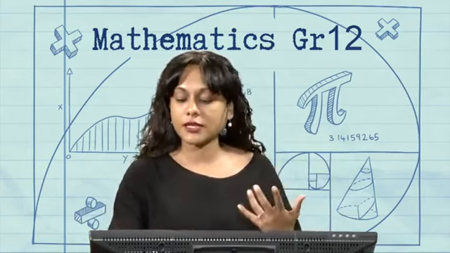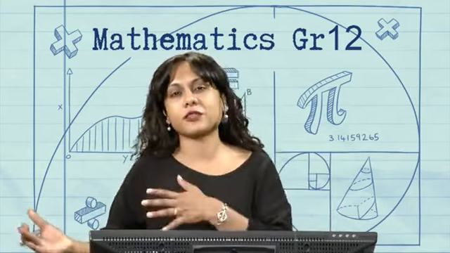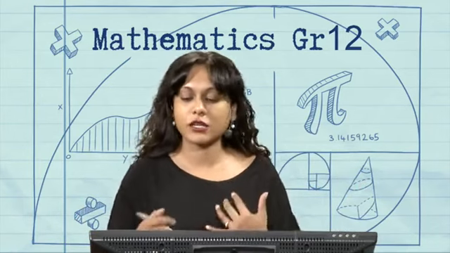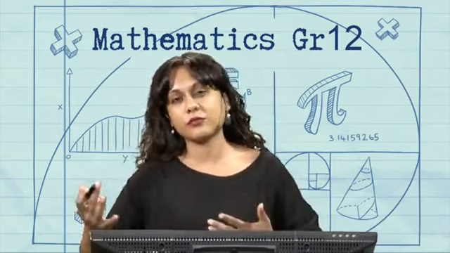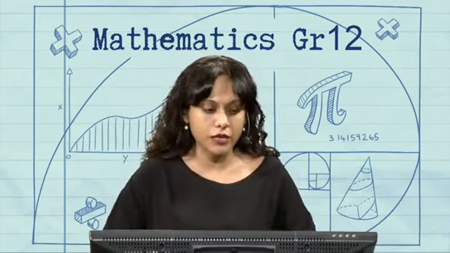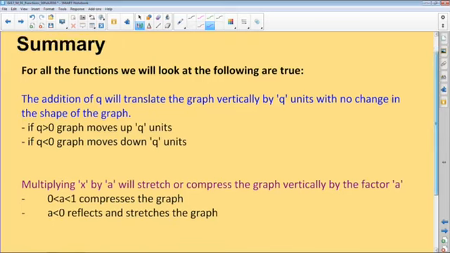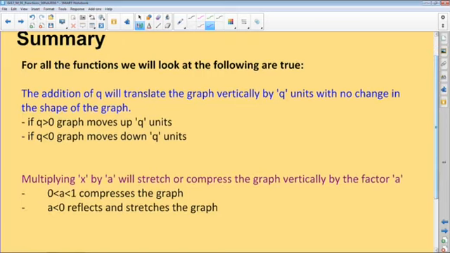So we've covered quite a lot in this lesson, and that's because it really is covering so many years of graphs that you have done. I quickly want to look at the summary that will help you when you're sketching graphs and when you're interpreting graphs as well. For all the functions we look at, the following are always true. The addition of q will translate the graph vertically by q units with no change in the shape of the graph. If q is positive, the graph will move up by q units. If q is negative, the graph will move down by q units.